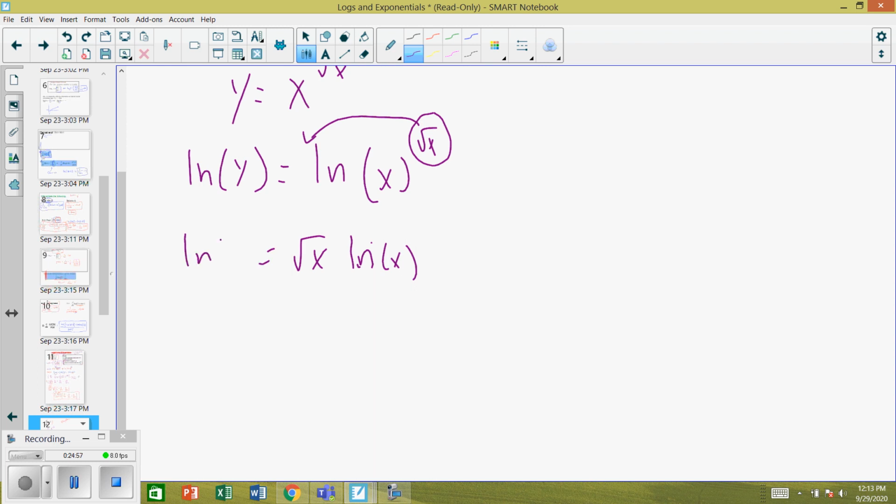equals the ln of y. Now I think everything's pretty simplified, so we can go ahead and take the derivative. So that's going to be 1 over y equals, and it looks like we have the product rule here. We have the square root of x times the ln of x.